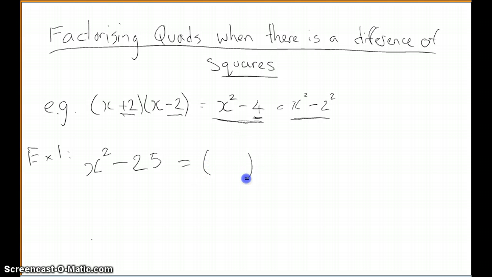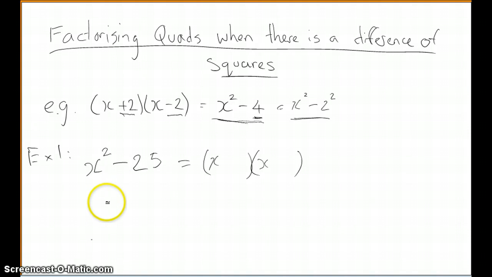we want to put it into a quadratic looking bracket, so I always draw the brackets in first. I put an x in the front, and I think I need to add a number and subtract a number, but the number has to be the same.